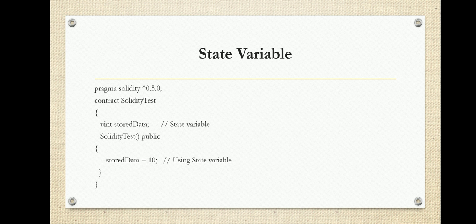Then we have a function SolidityTest. This is a constructor. You can see that the constructor has the same name as the contract name, that is SolidityTest. With the help of the constructor, we have initialized the state variable. The state variable storedData is initialized with 10. This is one of the simple Solidity programs to demonstrate the state variable.